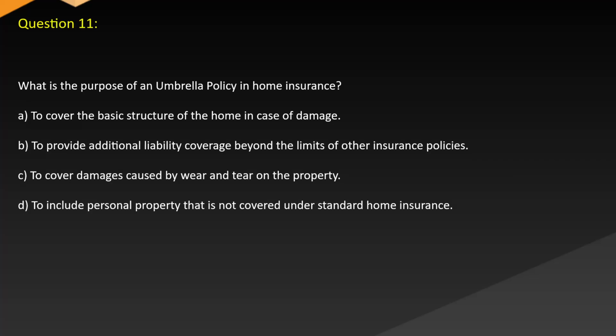Question 11. What is the purpose of an umbrella policy in home insurance? A. To cover the basic structure of the home in case of damage. B. To provide additional liability coverage beyond the limits of other insurance policies. C. To cover damages caused by wear and tear on the property. D. To include personal property that is not covered under standard home insurance.